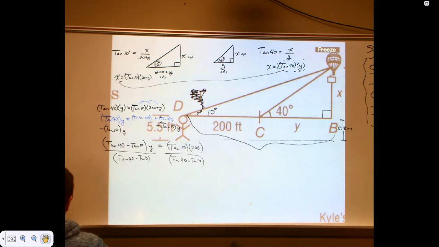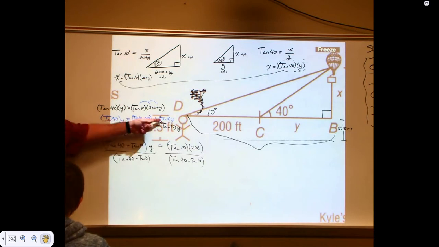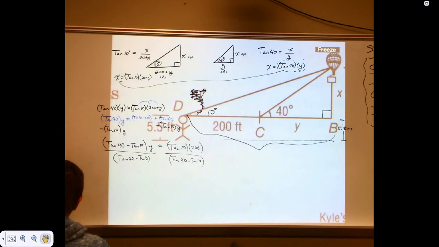Now, probably what would have made more sense and been easier for you guys, and what I probably should have done, is at this point right here, what is the tangent of 40? Guys, tell me in the calculator. Let's do 4 decimal places. Point what? 8391.